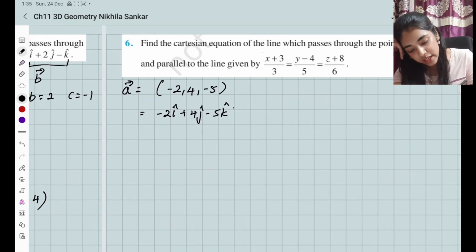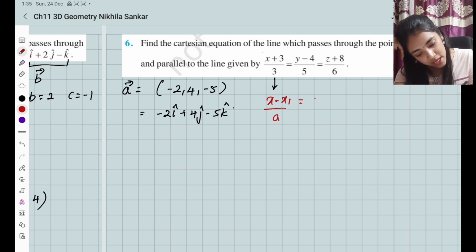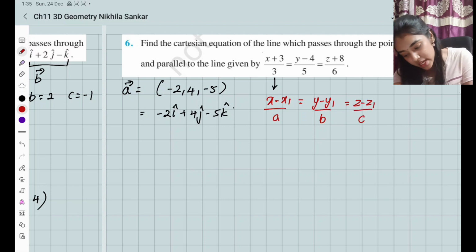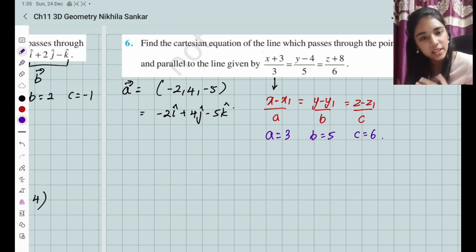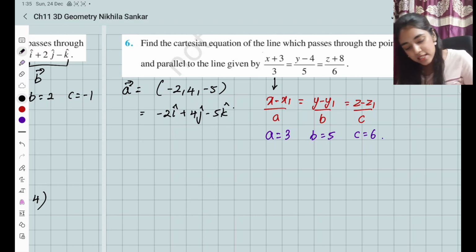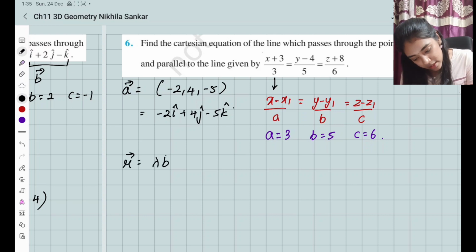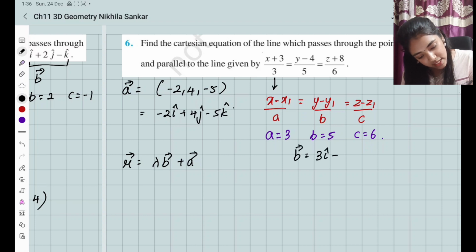So parallel to the given line na, this is of the form standard form and I'll write the standard form. So x minus x1 divided by a equals y minus y1 divided by b equals z minus z1 divided by c. So இதில் இருந்து abc value easy எழுதலாமா? So a equals 3, b equals 5 and c equals 6. x1, y1, z1 என்னன்னு நமக்கு இப்போ தேவை கிடையாது. நமக்கு direction ratios மட்டும் தான் வேணும். Okay, so from this I can find out what the equation is. So I have r equals lambda b plus a, and what is my b vector from this? I can write this as 3i cap plus 5j cap plus 6k cap.